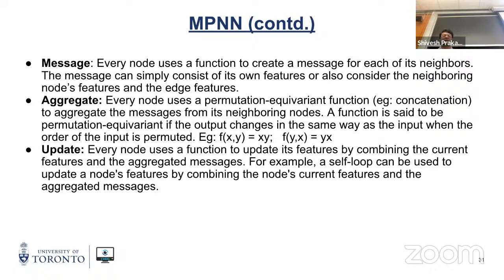And then in the update step, the final step, every node uses a function to update its features by combining the current features and the aggregated messages. So for example, a self loop can be used to update a node's features by combining the node's current features and the aggregated messages. Now I'll give an example of what I've been talking about. I think that will make it more clear.